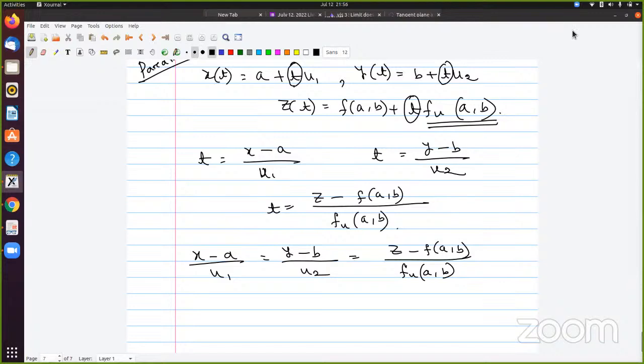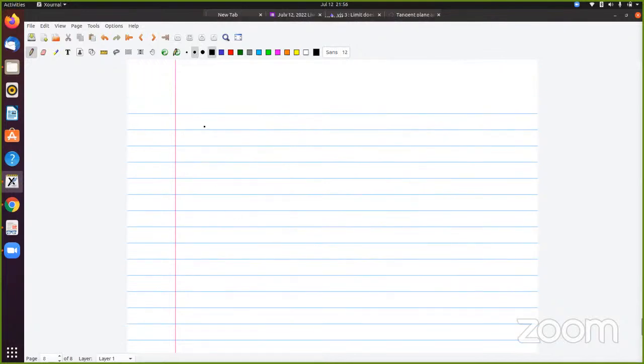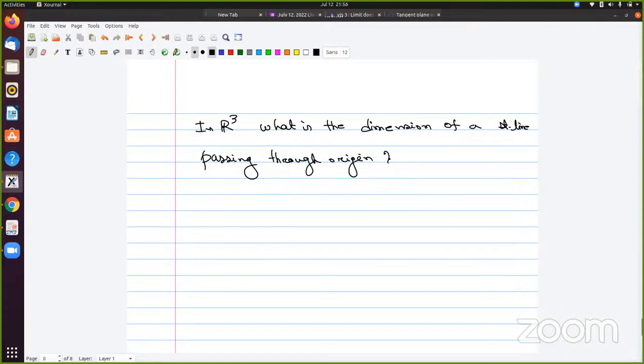Three. So 3-dimension. Have you understood dimensions, isn't it? My question is, in R3, what is the dimension of a straight line passing through the origin? Three. Two. Is it?